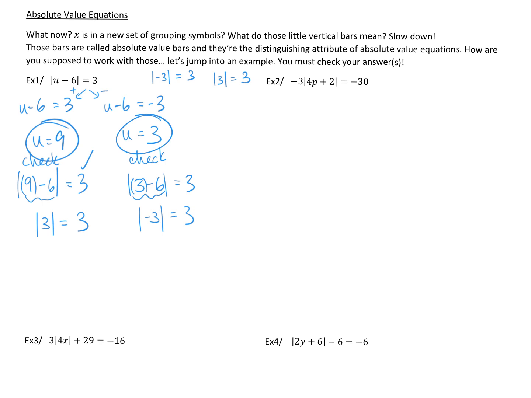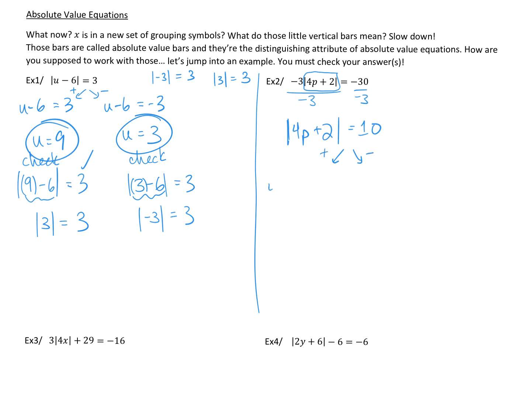And that's it. There is a quicker way to check your answer that I will get into when we look at example 3. Example 2, we cannot start breaking the equation into two linear equations because the absolute value is not isolated. So make sure you isolate the absolute value first. And to do that here, you'll divide by -3, and that will give you the absolute value of 4p plus 2 equals 10.